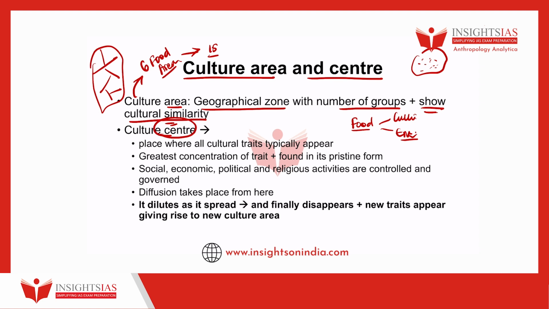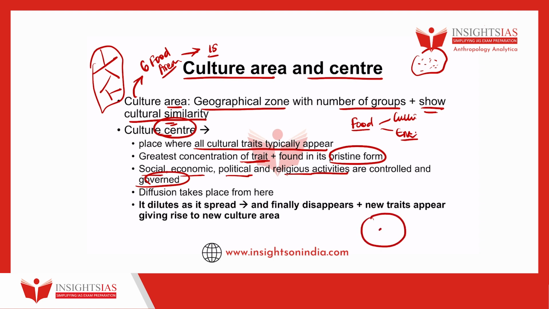So every culture area has a center, and this is a place where all cultural traits typically appear. The greatest concentration of traits is found in this particular area in its pristine form. All the socio-economic, political, and religious activities are controlled and governed in this culture center. And this is from where diffusion takes place.